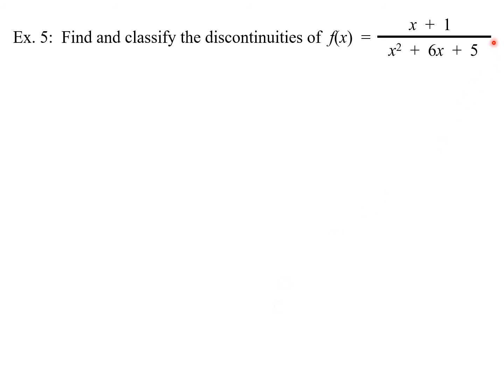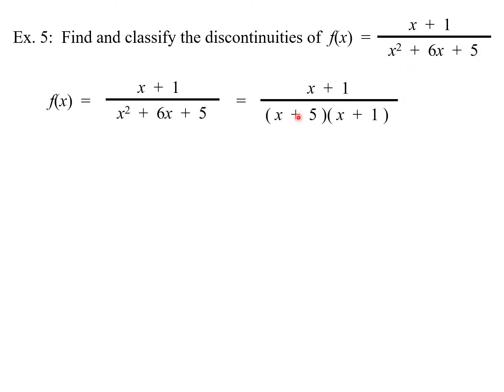Okay, now let's classify this one. Find and classify the discontinuities of this. Okay, now what we have to do is factor this denominator. Okay, and when we factor it, we get this: quantity x plus 5 times quantity x plus 1.